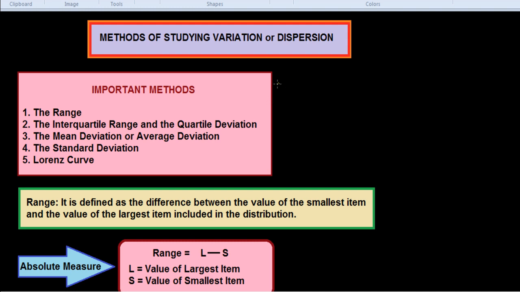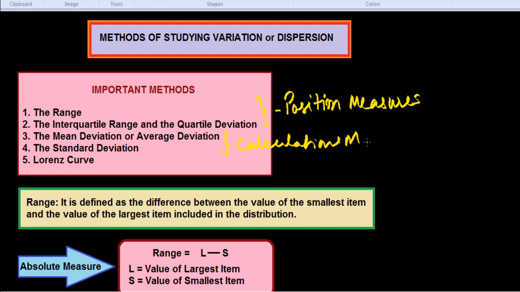So we have these two, position measures, and these two are calculation measures. And this one is the graphic method.